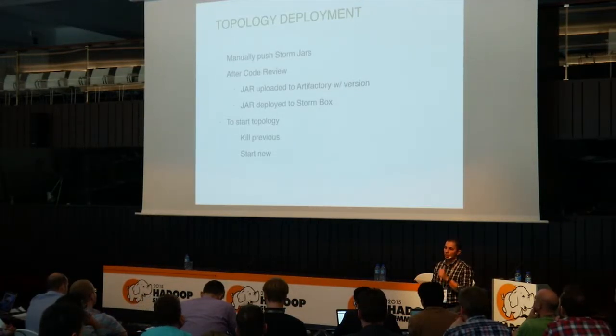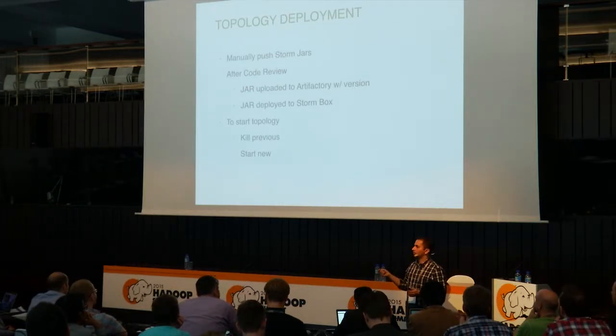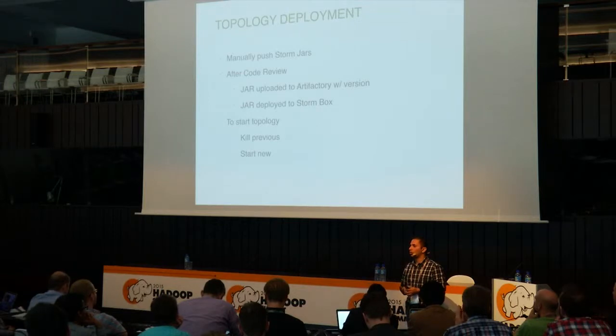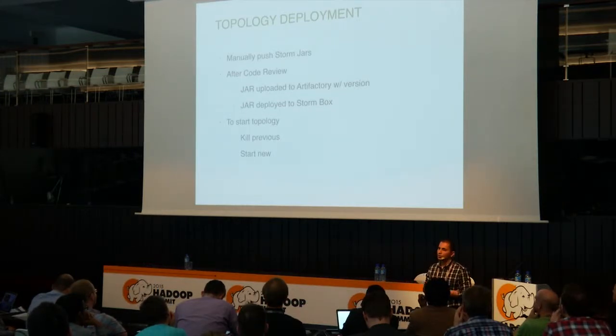So if somebody wanted to push a change to the topology or add a new topology, they would submit their code to code review. And once it got +2 there, we would use Jenkins to build the Storm jar, which would then get pushed to Artifactory. And then we would move these jars to a common Storm gateway server, which we use to kick off Storm jobs.